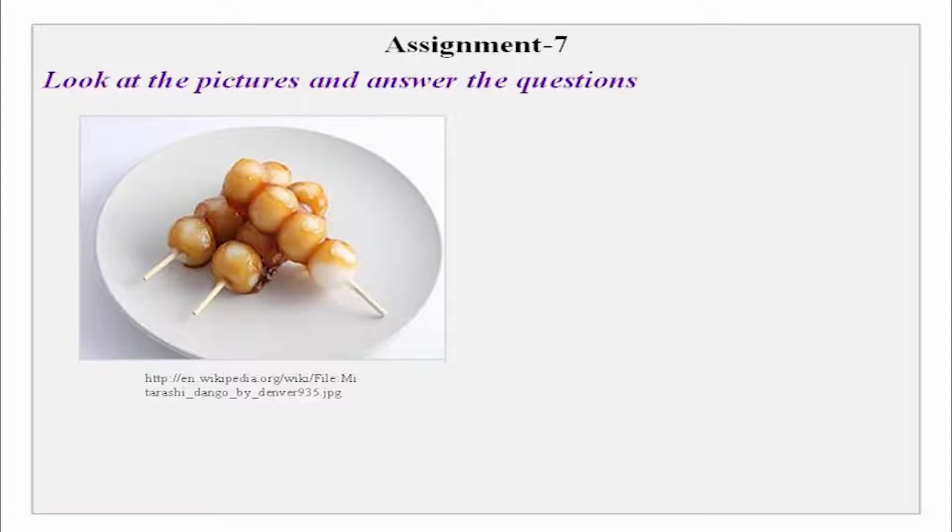Now, we have pictures for you over here. A couple of pictures are given. Look at the pictures carefully, and then it is a listening comprehension. So, please listen to what is being said and then answer the questions. So, well, let us see what it is.